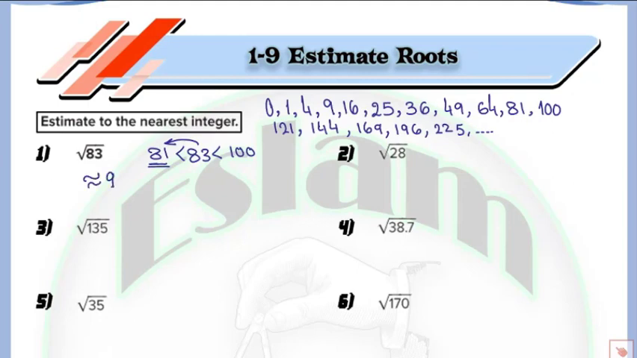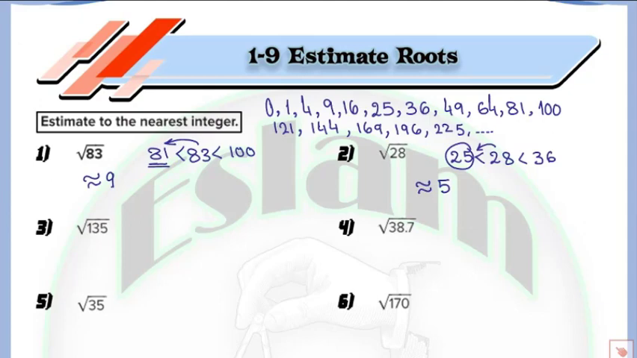In question number 2, we have the square root of 28. Just write 28. I need two square numbers, one before 28 and the other one after it. You will find that 28 lies between 25 and 36. 28 is close to 25. And the square root of 25 equals 5. So the square root of 28 is approximately 5.